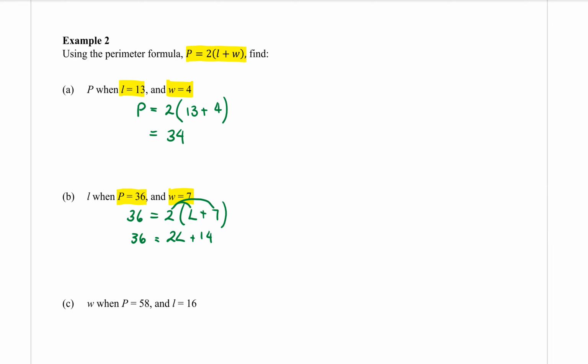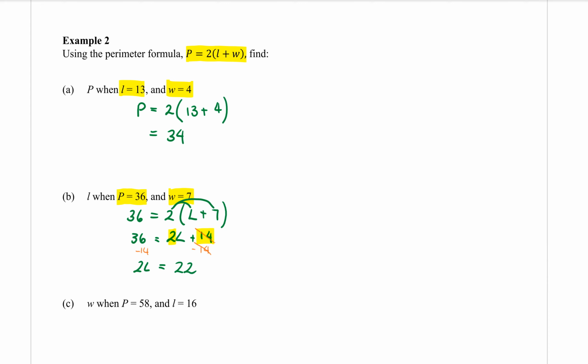All right, then getting the L by itself, I've got two numbers, a 2 and a 14. Which one should I get rid of first? The 14, yes. I need to minus 14. Cross that out. And I'm going to switch sides so that my L is on the left. 2L equals 36 take away 14 is 22.